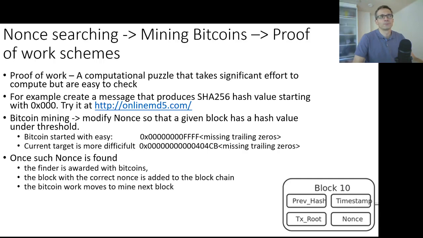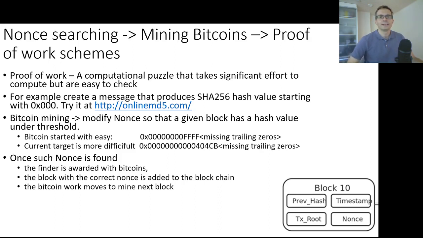So what is proof of work? It basically is a computational puzzle that takes significant effort to compute, but is very easy to check. For example, we previously tried to create a message that produces SHA256 hash values starting with 3 zeros. We found that quite difficult. Even finding 1 zero required some effort.